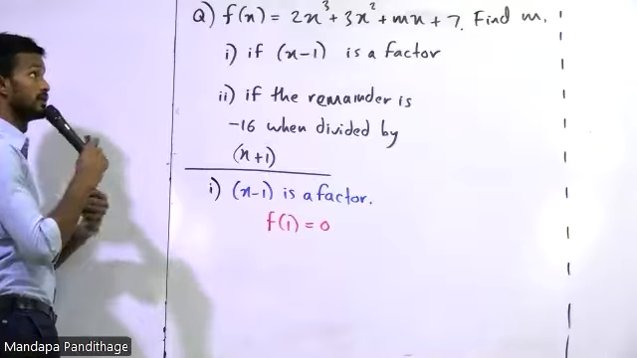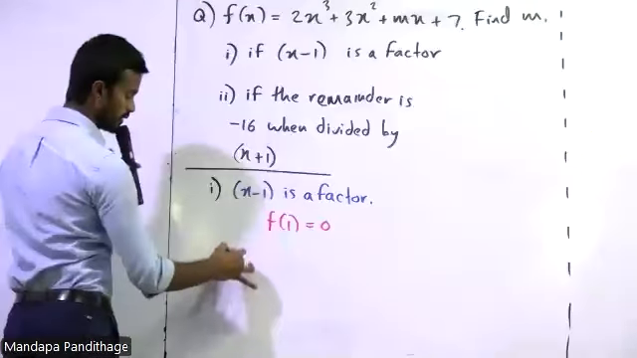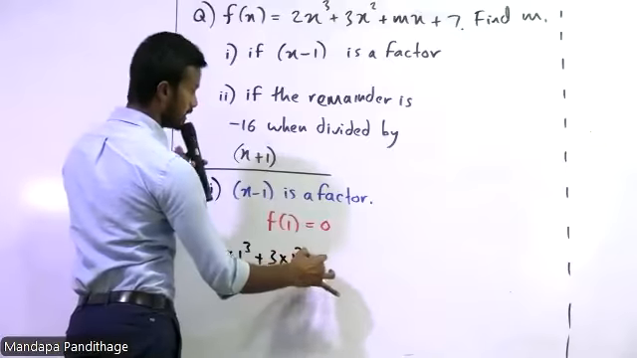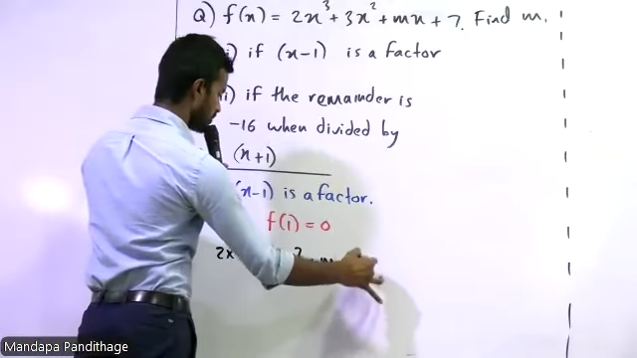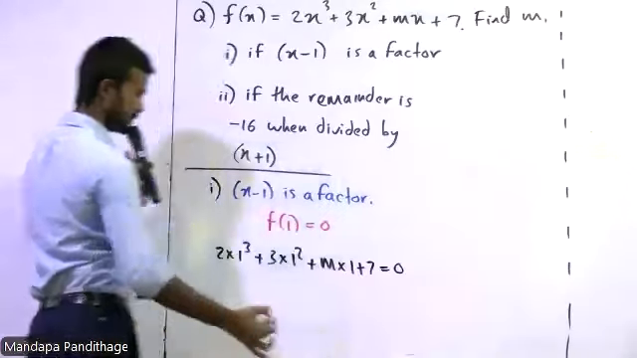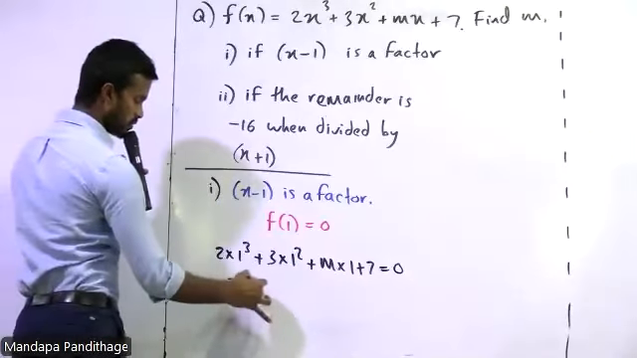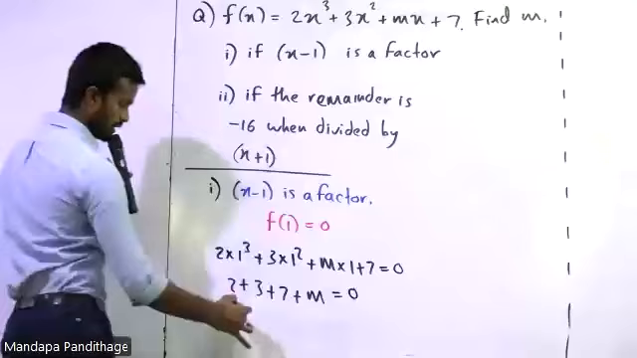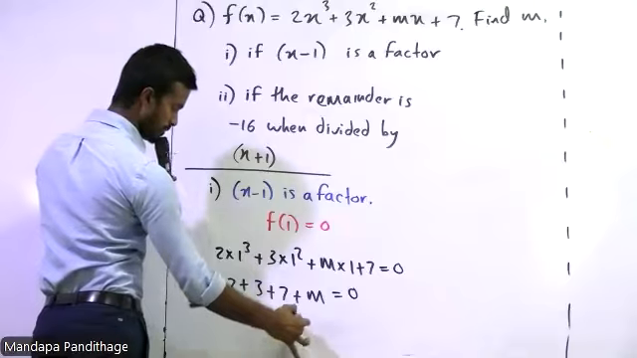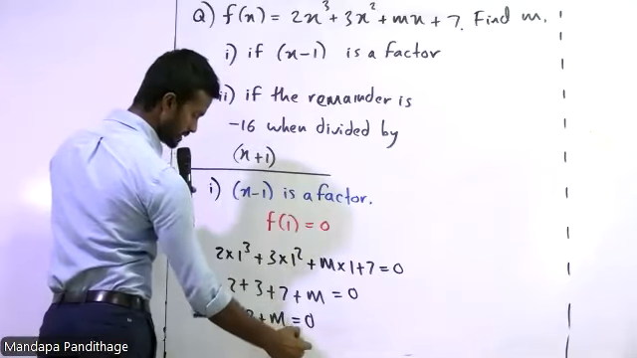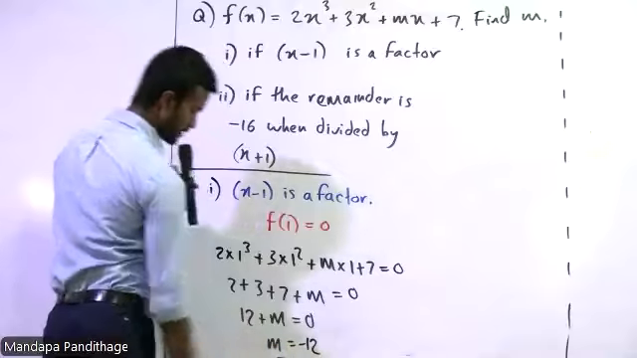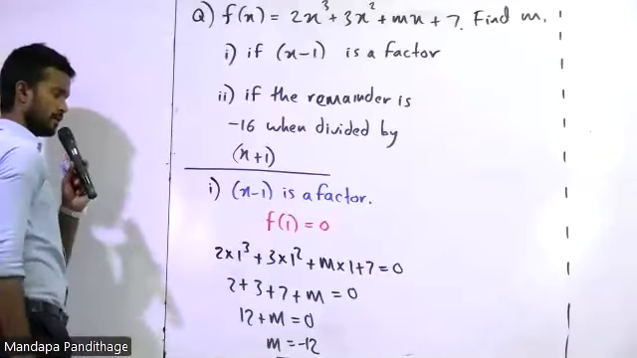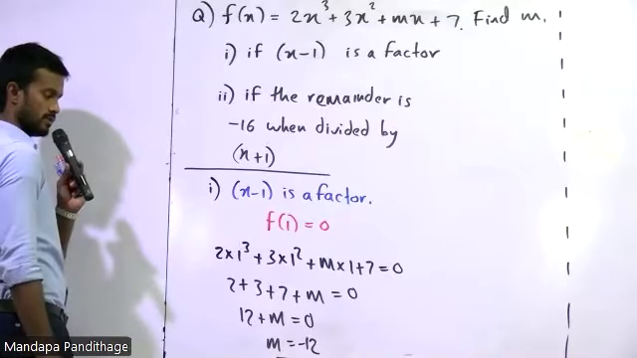Now you can substitute x equals 1. You get 2 into 1 cube, 3 into 1 squared plus m into 1 plus 7 is equal to 0. When you simplify this, you get 2 plus 3 plus 7 plus m is equal to 0. 12 plus m is equal to 0, so m is equal to minus 12. If x minus 1 is a factor, then m is equal to minus 12.